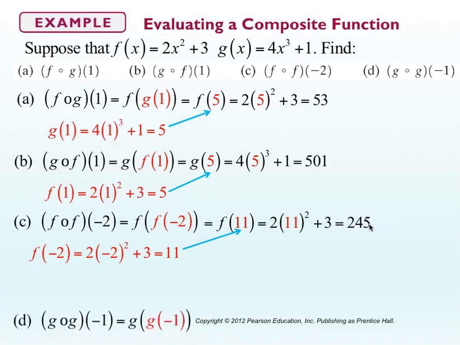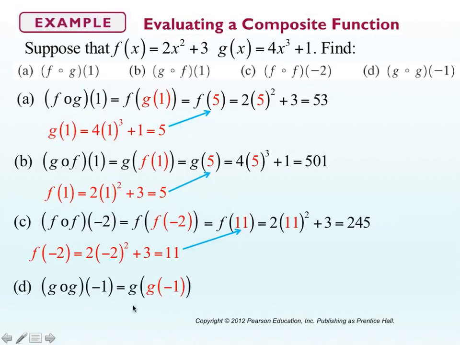And finally, I want to give you another minute to try this one here, which is g composed with g of negative 1. So you need to find g of negative 1, and then you need to plug that back into g once you have it. So let me give you, again, 20-30 seconds to figure that one out.